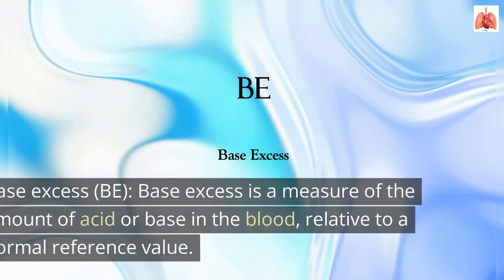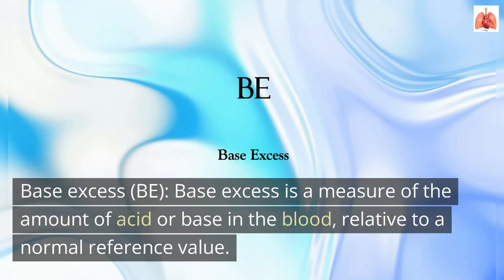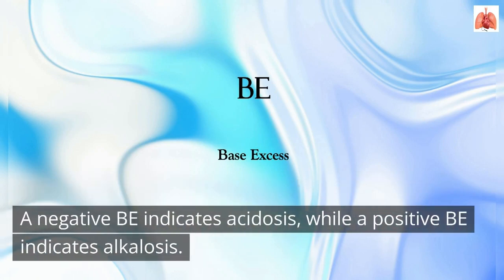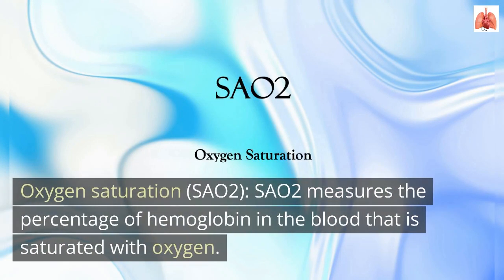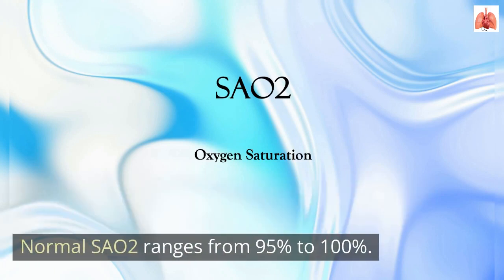Base excess, BE. Base excess is a measure of the amount of acid or base in the blood, relative to a normal reference value. A negative BE indicates acidosis, while a positive BE indicates alkalosis. Oxygen saturation, SaO2. SaO2 measures the percentage of hemoglobin in the blood that is saturated with oxygen. Normal SaO2 ranges from 95% to 100%.